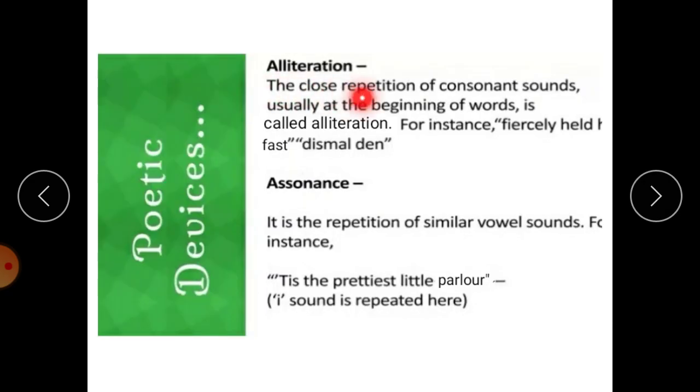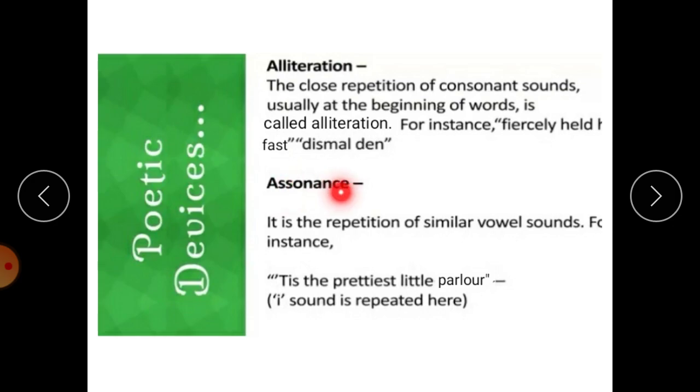Next, alliteration. The close repetition of consonant sounds, usually at the beginning of words, is called alliteration. For instance, "fiercely held her fast," "dismal den." So, fiercely, fast, and dismal den, this is the repetition of consonant sound. So, this is the example of alliteration.